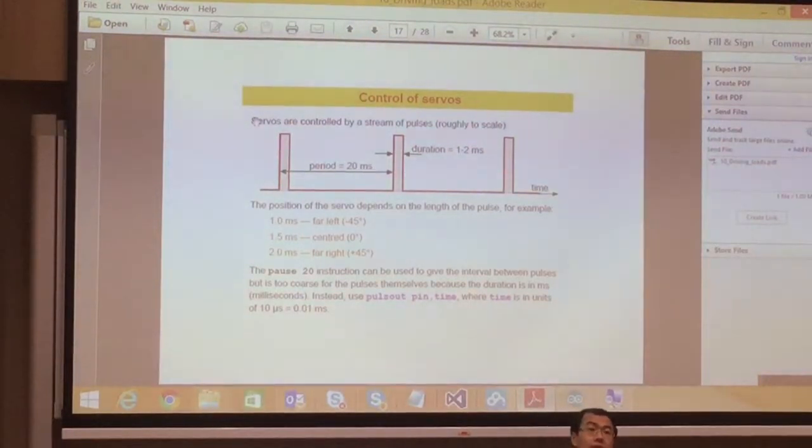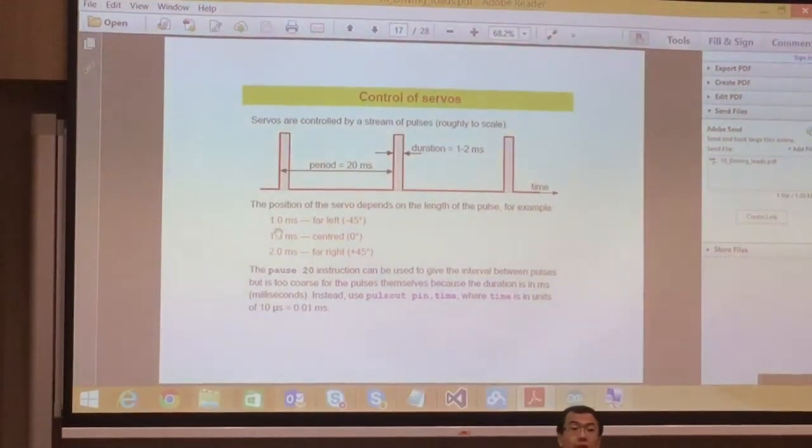Again, this is very easy for the Arduino to do. If you want to implement it using Arduino, it's very simple. You just need to control the width of the pulse. If it is 1 millisecond, you move to the left. If it's 1.5 milliseconds, stay in the center. If it's 2 milliseconds, to the right. In this way, you can control your servo movement.